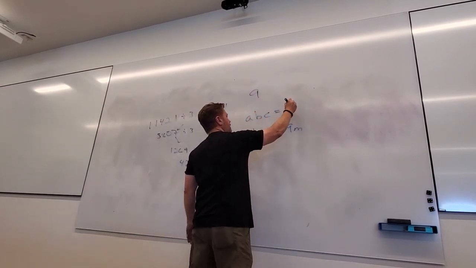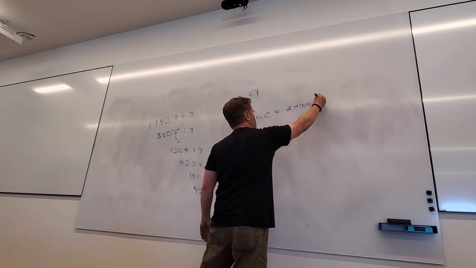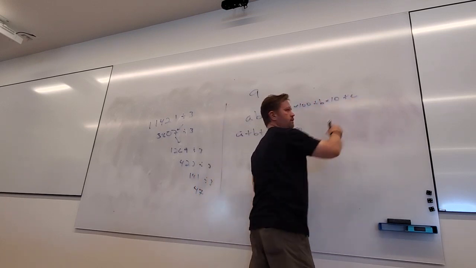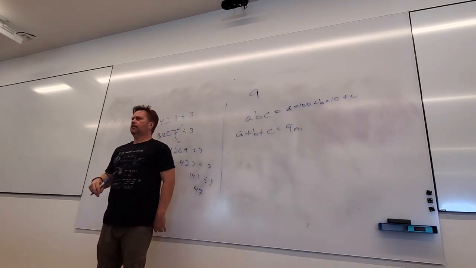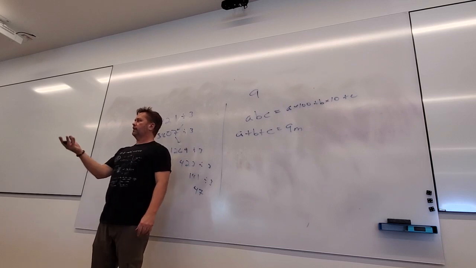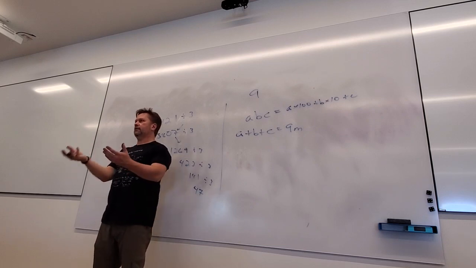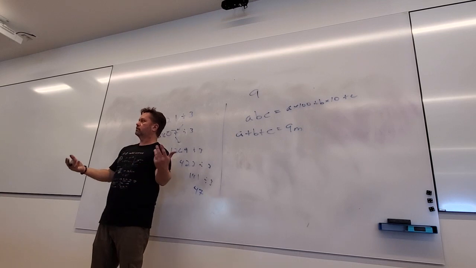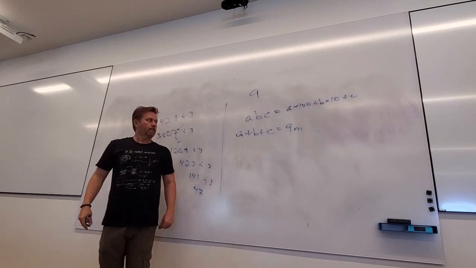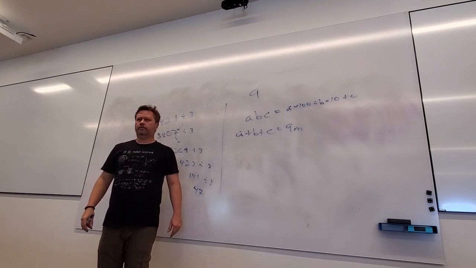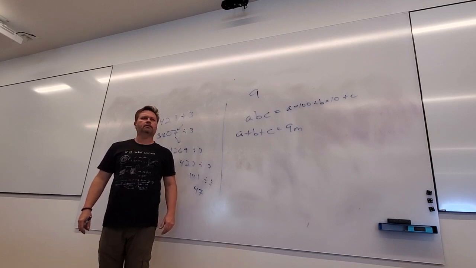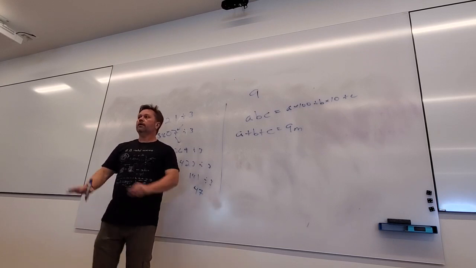ABC, isn't that A times 100 plus B times 10 plus C? If it was 801, wouldn't that be 8 times 100 plus 0 tens plus 1 one? Yes? Okay. So you guys are all with me. Say again? That's okay. Again, okay, stay with me.